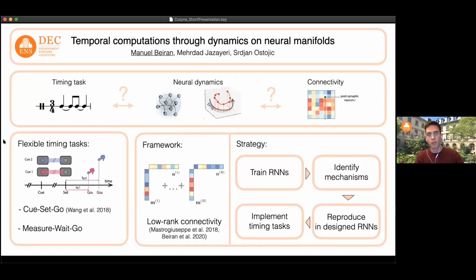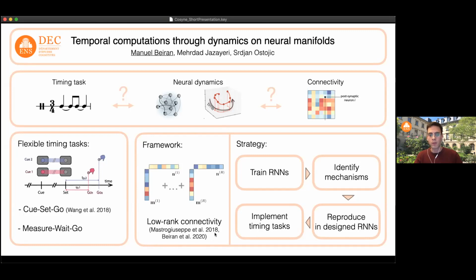We focused on two flexible timing tasks. First, the Q-set-go task, which is about flexibly producing either a short or a long time interval based on a cue presented at the beginning of the trial. The second task, measure-weight-go, requires first to estimate the time interval between two external stimuli, holding that interval in memory, and then reproducing it.